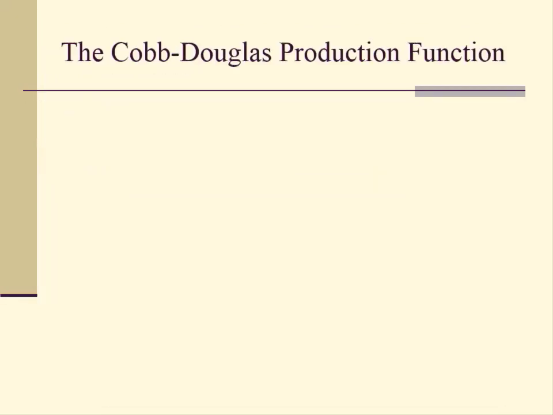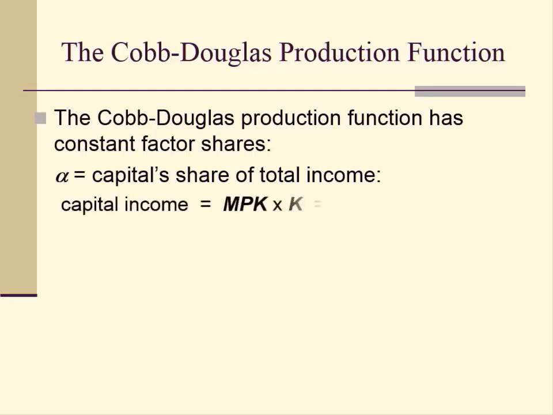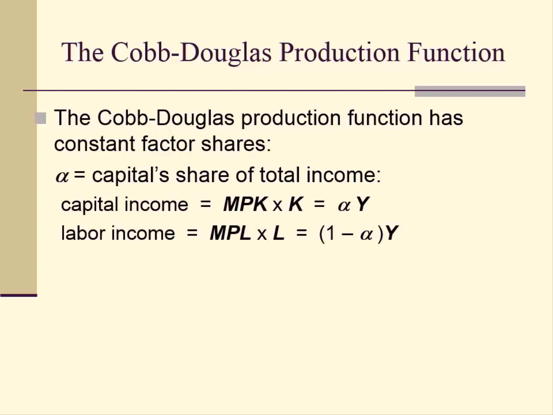So the Cobb-Douglas production function has constant factor shares, where alpha is the capital share of total income, and 1 minus alpha then should be the labor share of total income. Therefore, capital income should be equal to alpha times Y, which is equal to MPK times K, and labor income should be equal to 1 minus alpha times Y, which is equal to MPL times L.